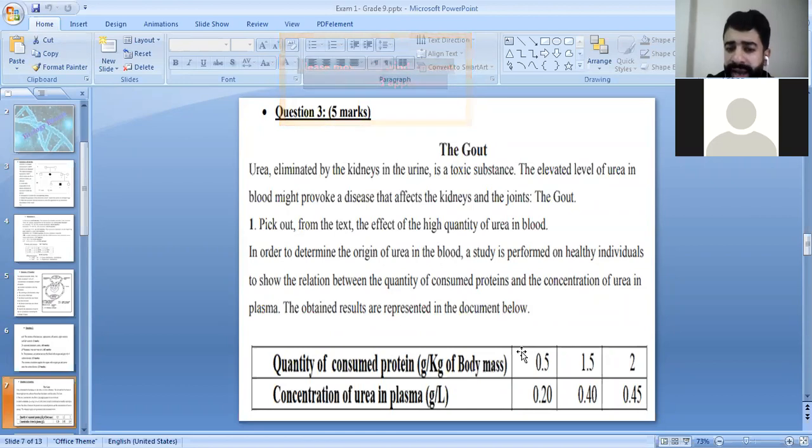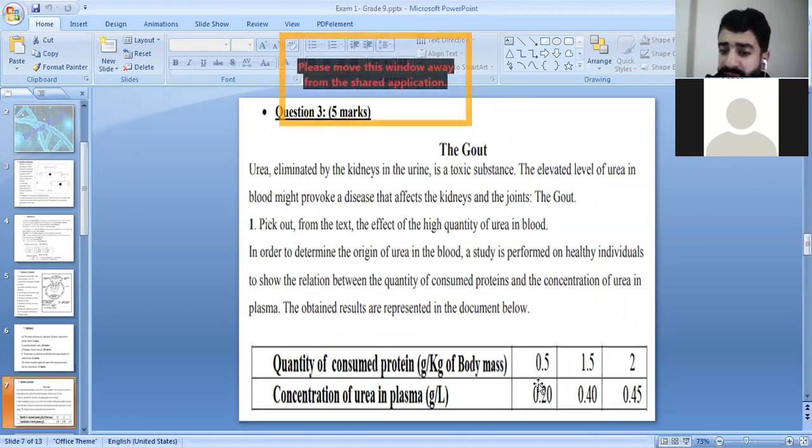As you see, as the quantity of consumed protein increases from 0.5 to 2 gram per kilogram of body mass, the concentration of urea in the plasma increases from 0.20 to 0.45. So this means that as the amount of consumed protein increases, the quantity of urea in the plasma increases. So the cause for this is the quantity of consumed proteins.